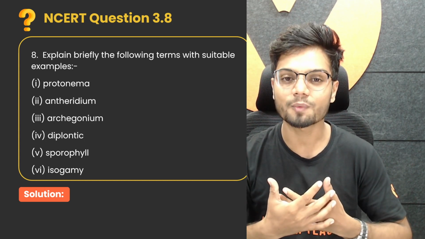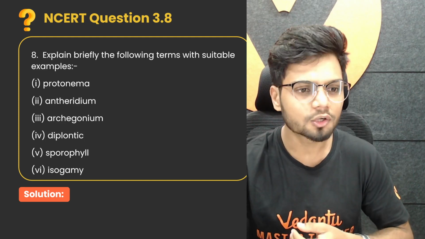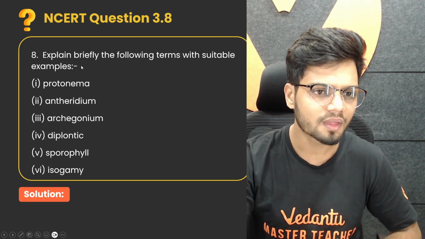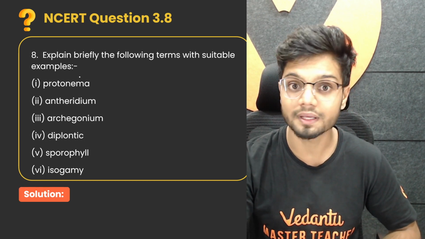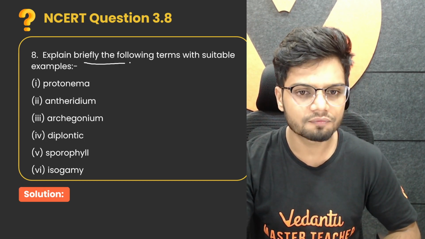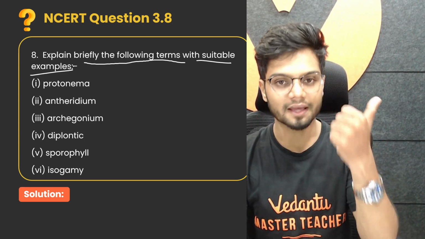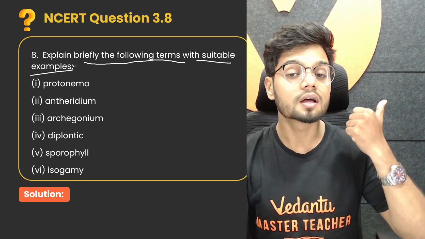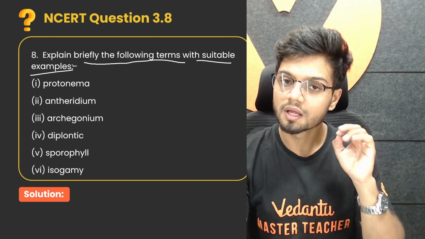I'll be solving today's question from the chapter Plant Kingdom. Now let's look at the question. The question says, explain briefly the following terms with suitable examples. So they're asking you to explain the terms as well as give some examples. Example bhi hamko batana hai unko. So example kya kya hote hain bata denge.